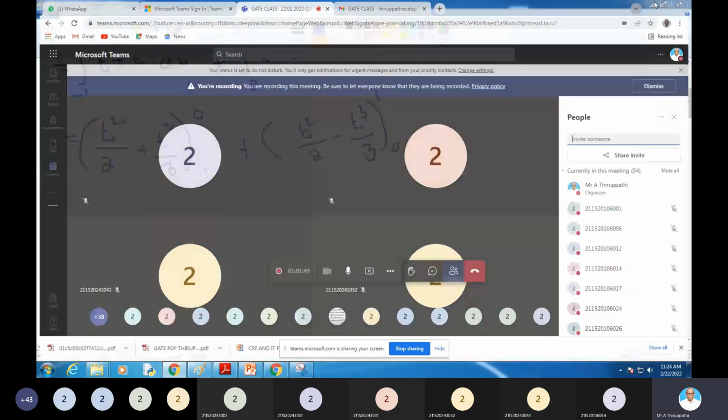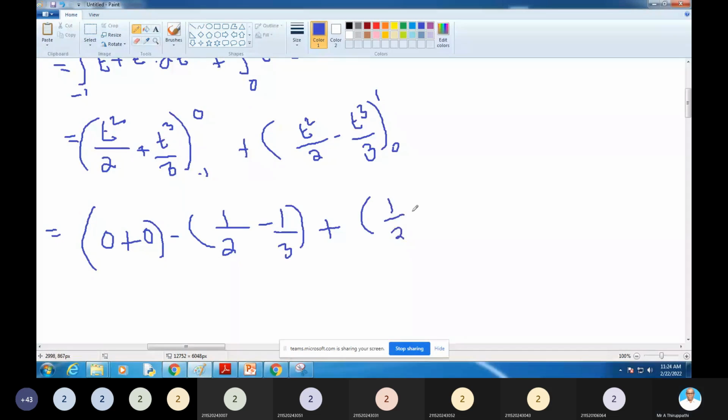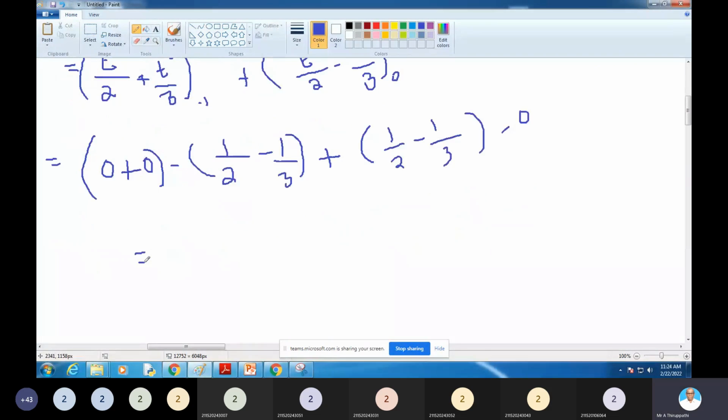Okay, now put in the upper limit. 0 plus 0, minus the lower limit minus 1. Minus 1 the whole square is 1, so 1 by 2 plus minus 1 to the power 3, which is minus 1 by 3. That is the first function. Now come to the second function: 1 by 2 minus 1 by 3, since 1 cube is also 1, and the lower limit will be 0.